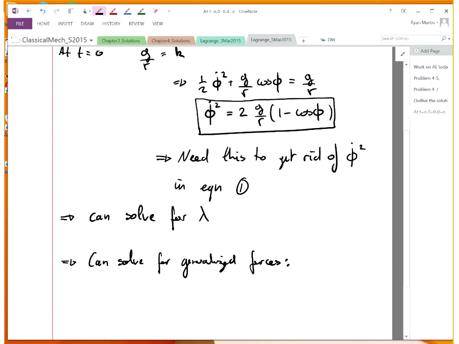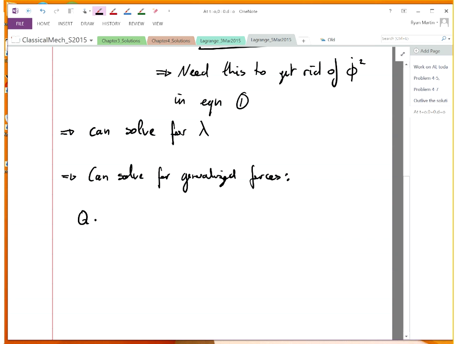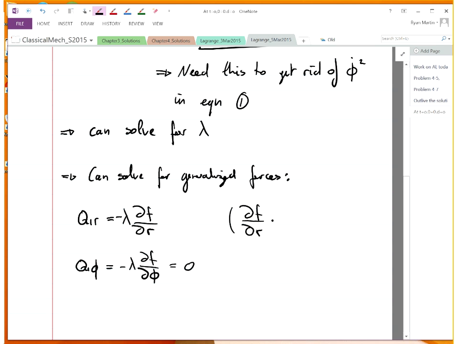And for the generalized forces, there's only one constraint, and there's 2 degrees of freedom. So there's a Q1r and a Q1phi. So Q1r you'll find is equal to minus lambda ∂f/∂r, and Q1phi would be minus lambda ∂f/∂phi. We already saw that f doesn't depend on phi. We also have ∂f/∂r dot equals ∂f/∂phi dot equals 0.